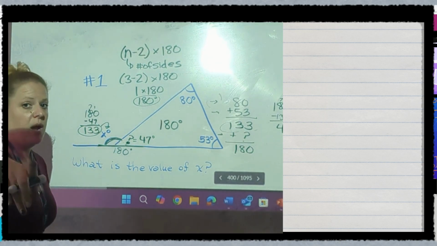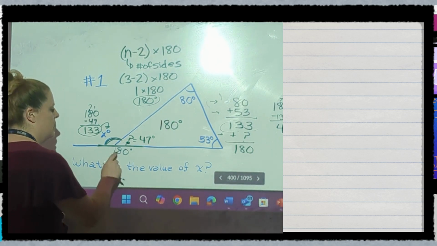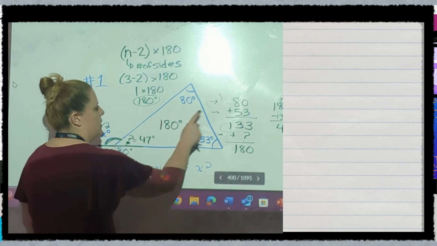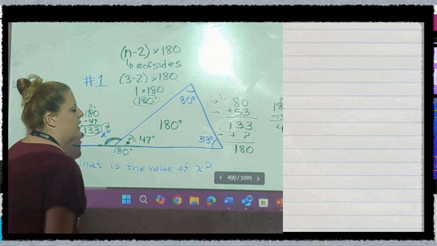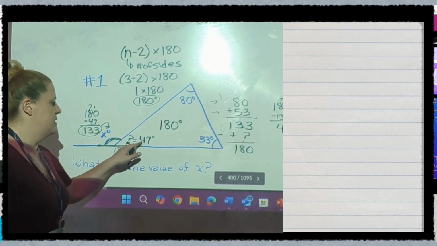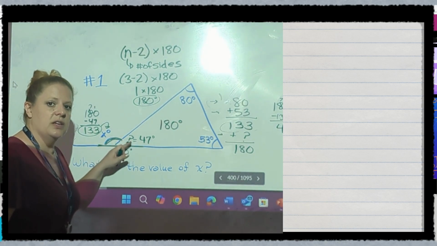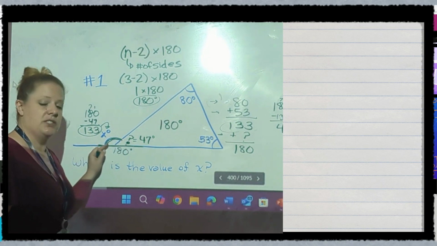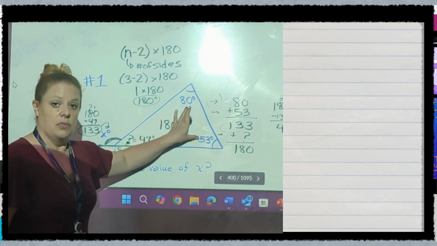We end up with 133 as our answer. Remember, your problem's a little different. But if you notice, this is equal to the sum of the two angles that were given. Now, in a triangle, that is going to work every time. If you're not given this angle, but you want the exterior angle, if it makes 180 degrees, if it makes a straight line, it is going to equal these two angles.